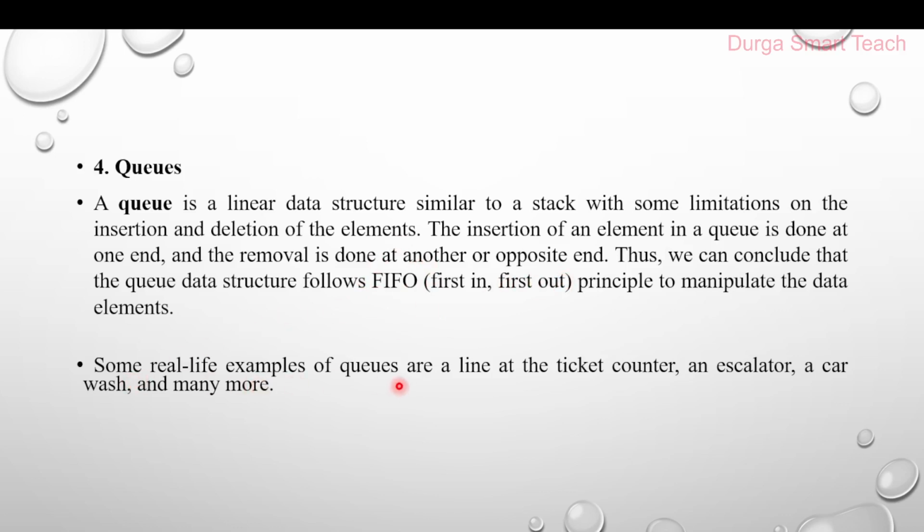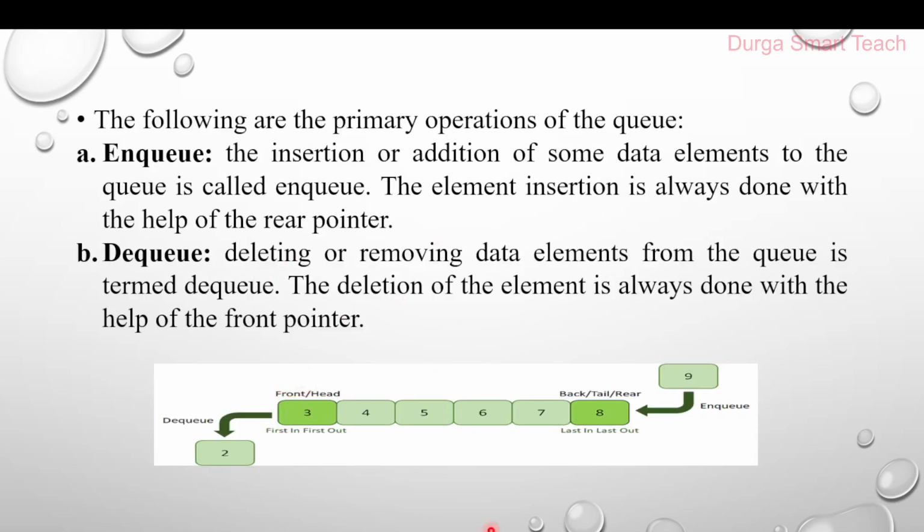Some real life examples are a line at the ticket counter. The first person will get the ticket first. So first in, first out. An escalator, a car wash, and many more. So these are the examples. This is the diagrammatic representation of queue.